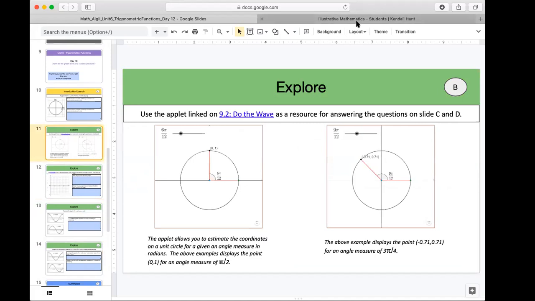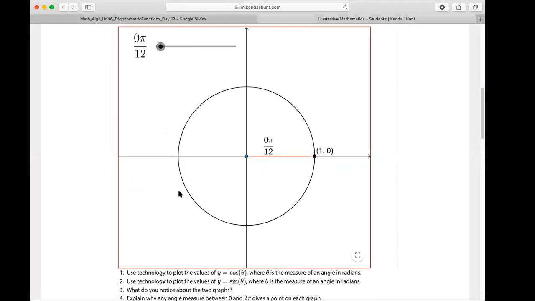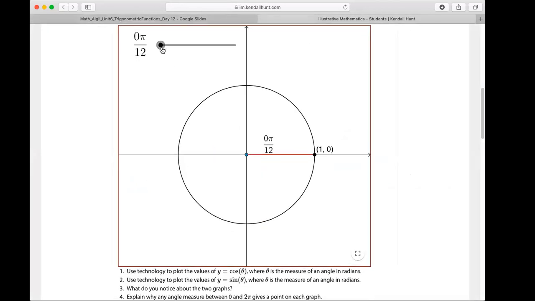So the applet looks a little bit like this, and it's actually a great applet because, again, here's a slider as well, but as you move the slider, it's giving you different angle measurements in radians. And so it starts at 0, and then it goes all the way up to 24 pi over 12, which in this case, of course, is 2 pi. So you want students to do these step by step, right? So I'll just focus on using technology to plot the values of y equals cosine theta.